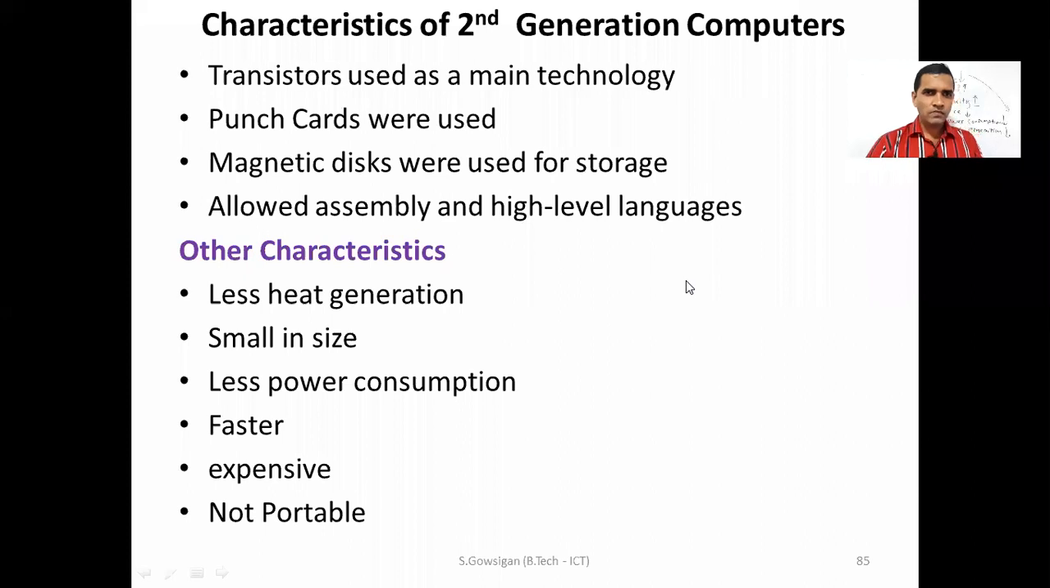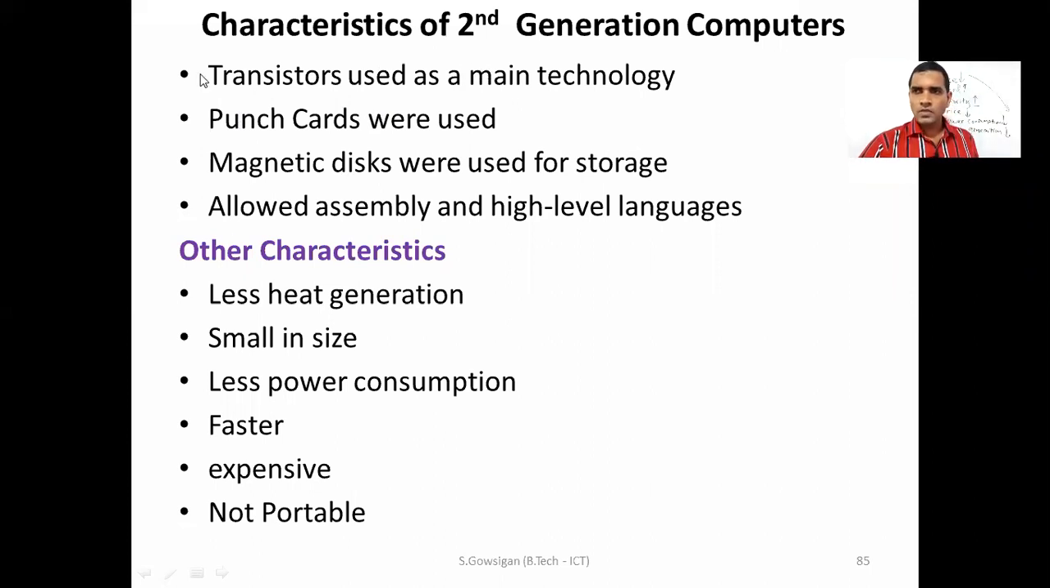We can move a little faster because these are simple. So look here. They stopped the vacuum tube and started to use the transistor. So I can say vacuum tubes were replaced by transistors. When vacuum tubes were replaced by transistors, that generation was named the second generation.